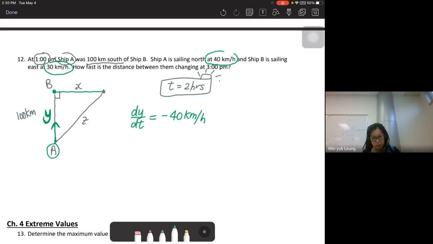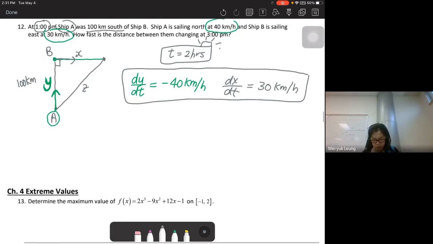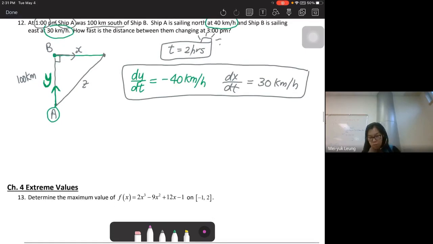But for dx/dt, x represents the distance that ship B is traveling to the east, right? So that means the x value increases, so we're looking at a positive rate for ship B. Does it make sense? Once you have the given rates put down, your target rate is to find what dz/dt is equal to after 2 hours.